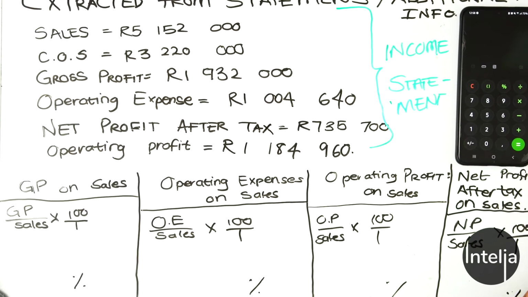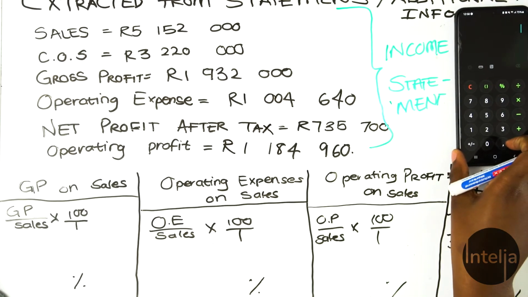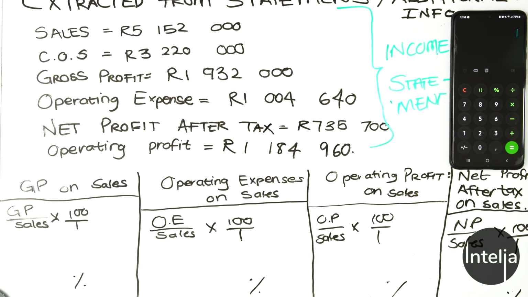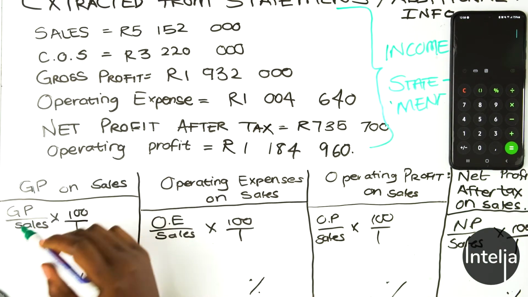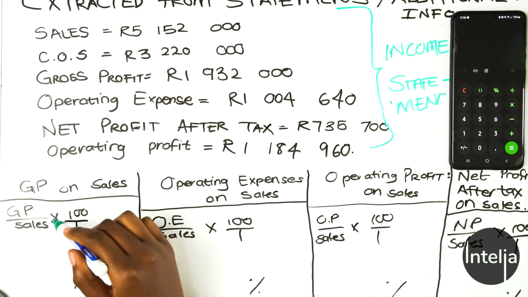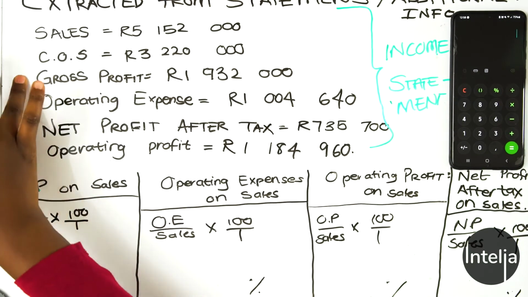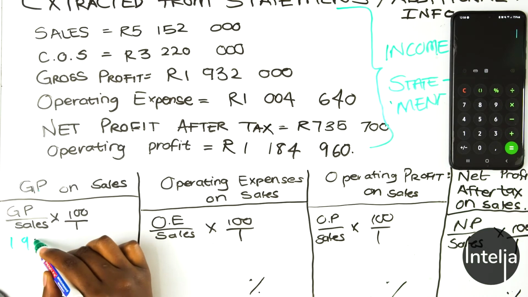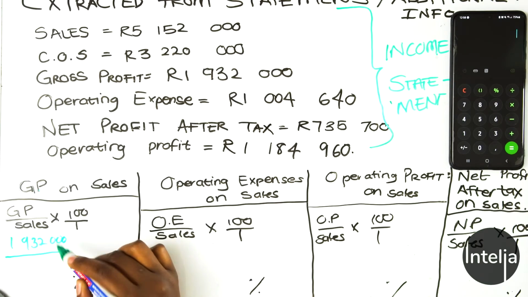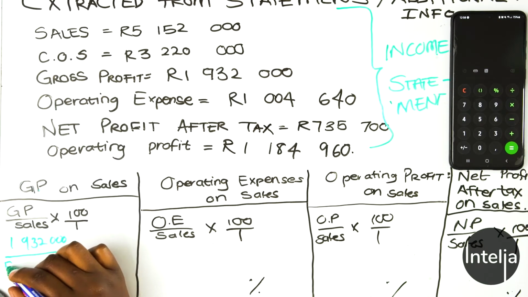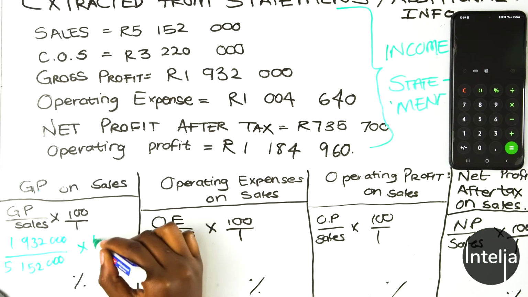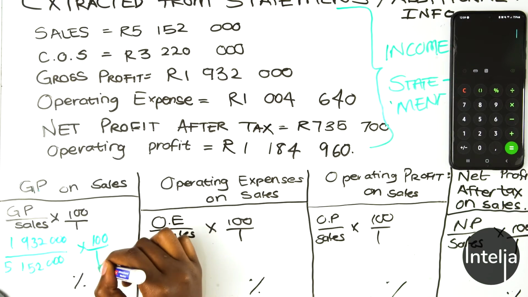Now that we have the basics, let's get into calculating. So that you can see the calculations, I'll show the phone as well. We're being asked to calculate the gross profit on sales, which I abbreviated just for time. So gross profit over sales times 100. Our gross profit amount is 1,932,000, divided by our sales, which is 5,152,000, multiplied by 100 over 1.